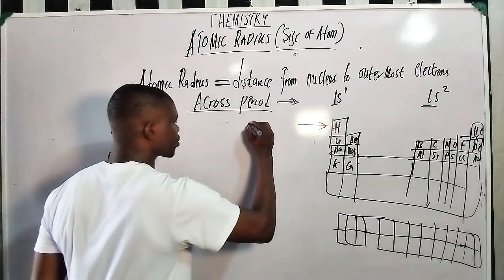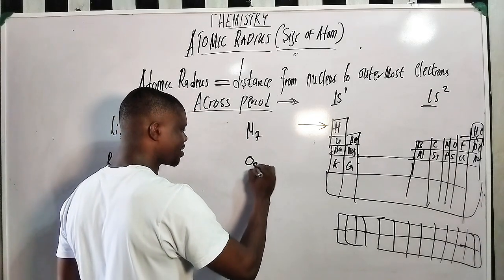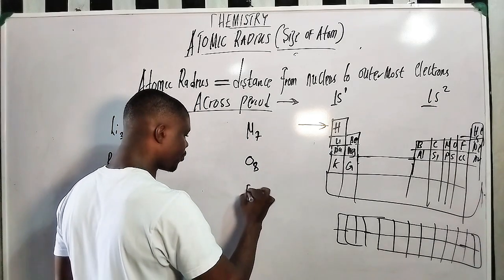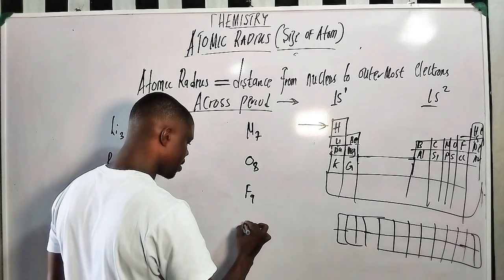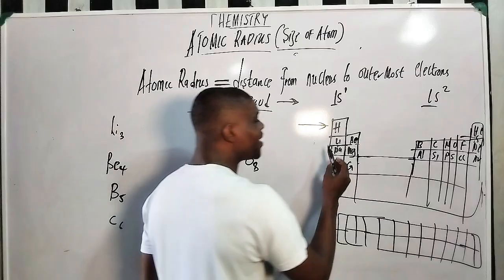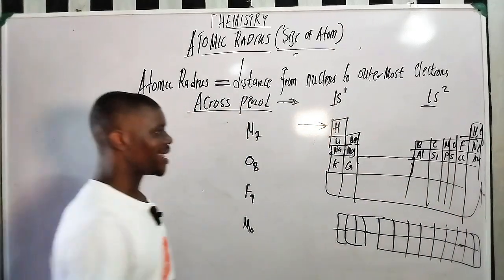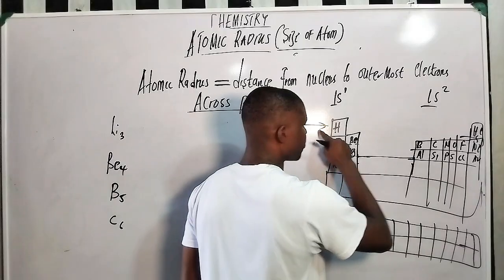Nitrogen, let's just say nitrogen is 7. Oxygen is 8. Fluorine is 9. Neon is 10. Now look at something here. If you check there, they are all in the same period, right? They are all in the same period, because here is period 1, period 2.